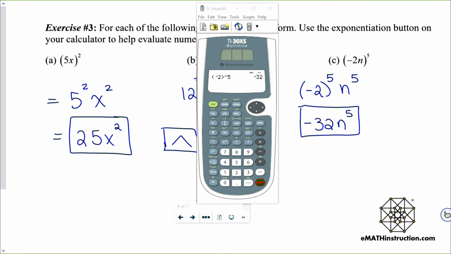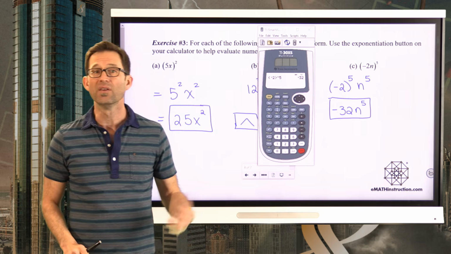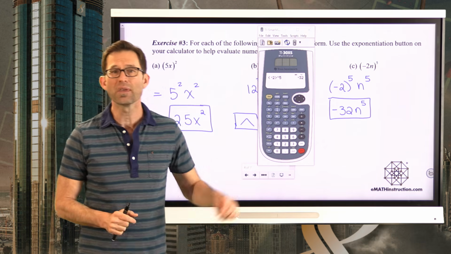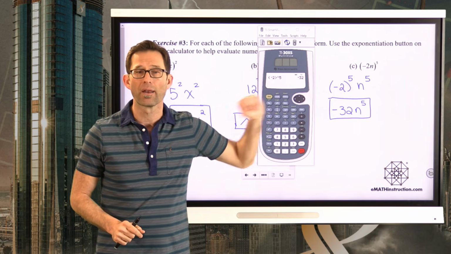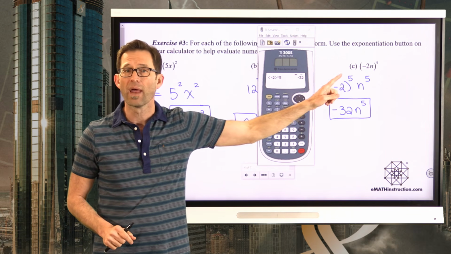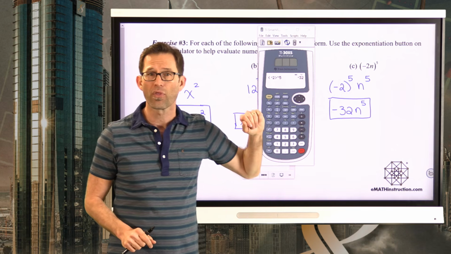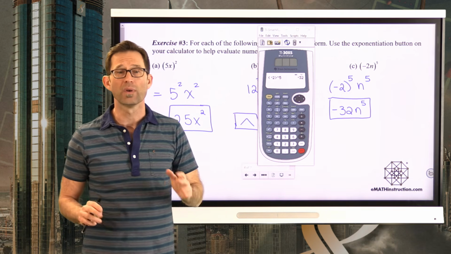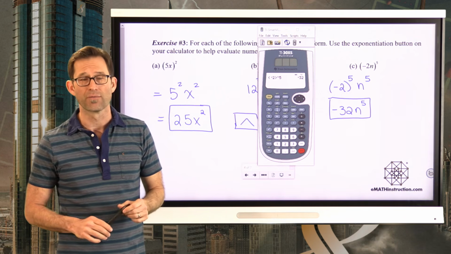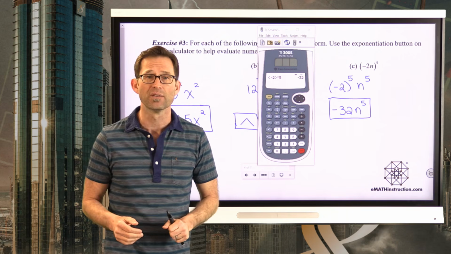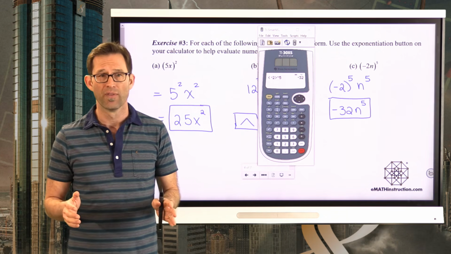Now you might say to yourself, wow, I got that anyway, and I didn't put it in parentheses. That was because we had a negative raised to an odd power. On the other hand, if you had, let's say, negative 2n to the fourth, any negative raised to an even power really should give you a positive. Remember, a negative times a negative is a positive, so if you have an even number of them, then you should get a positive.